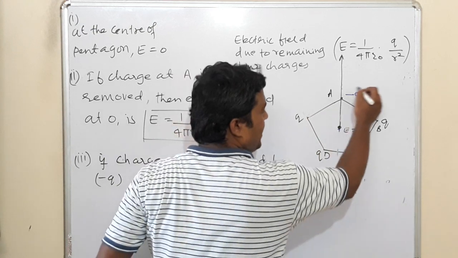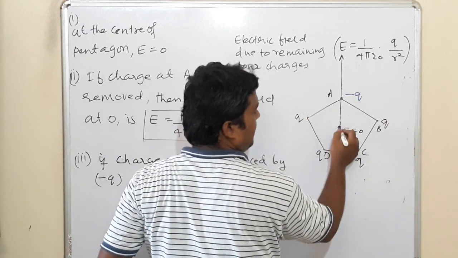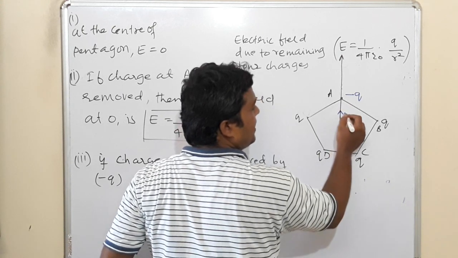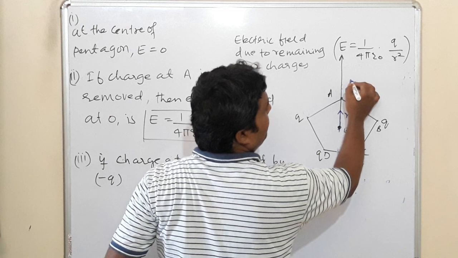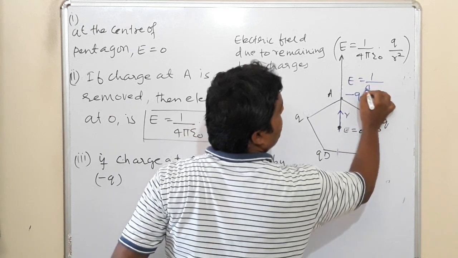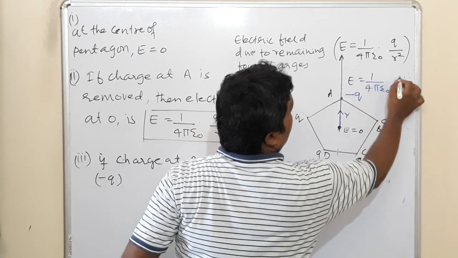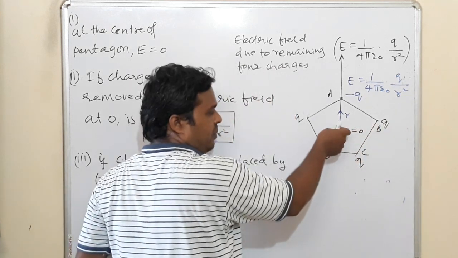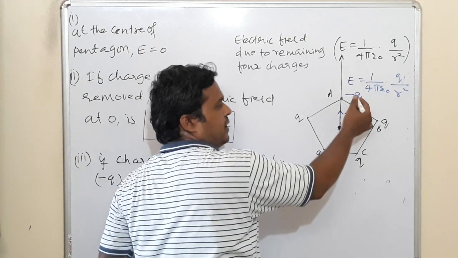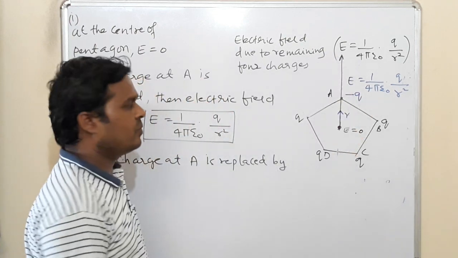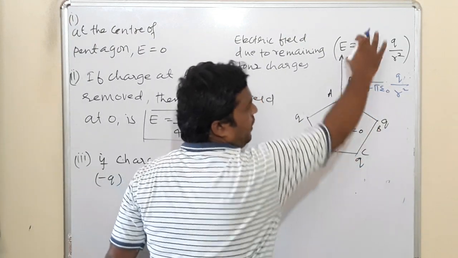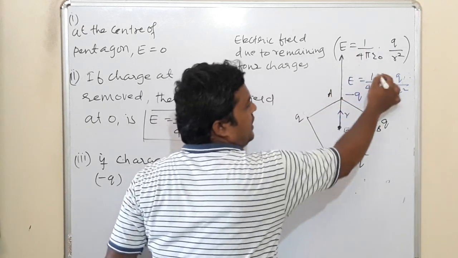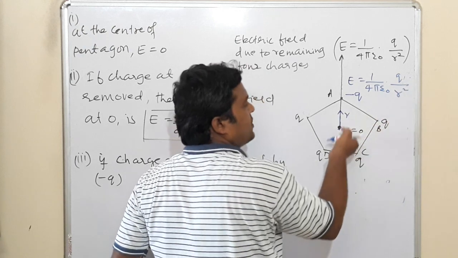Then the electric field due to the negative charge will be towards the charge. If this distance is r, then the electric field made by this negative charge will be 1 by 4 pi epsilon naught q by r square, because I am taking the field in this direction, since it is negative, towards it. All the 4 charges make this much electric field. One negative charge makes the electric field E is equal to 1 by 4 pi epsilon naught q by r square in the same direction.